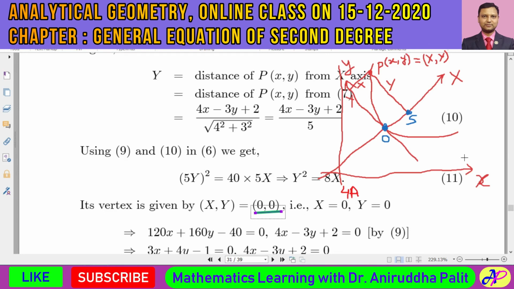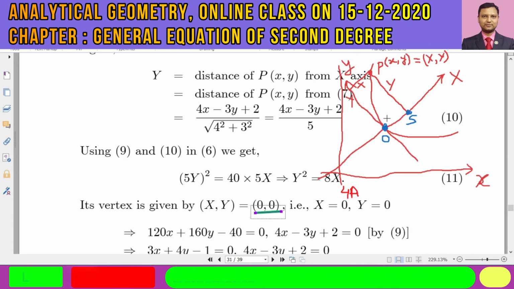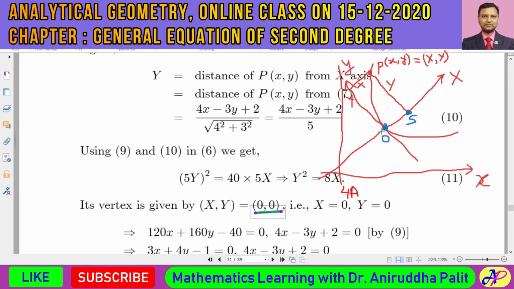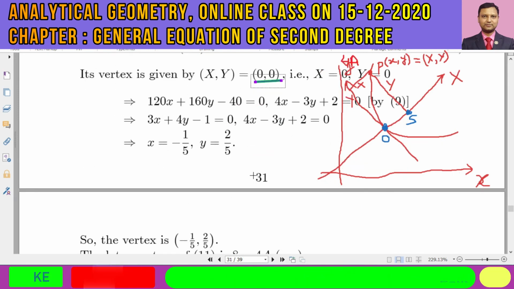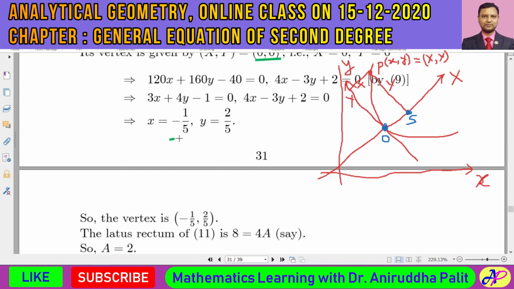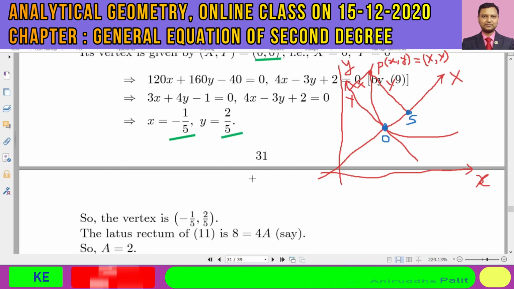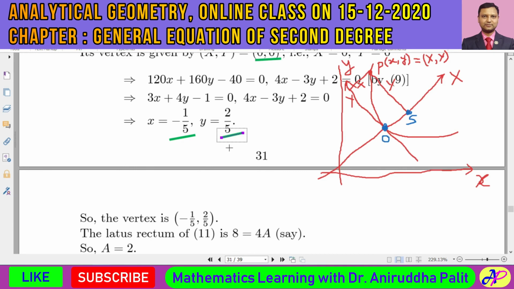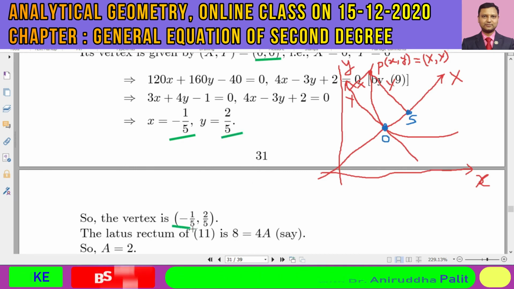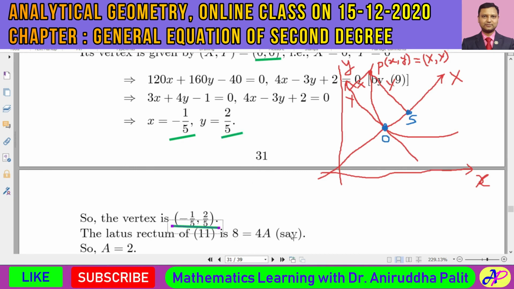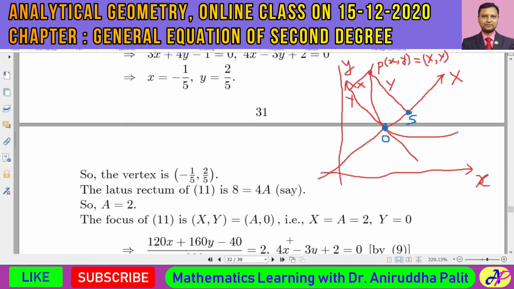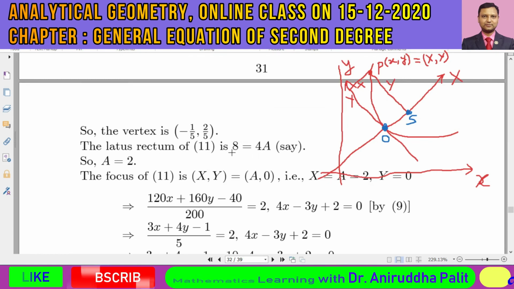But in terms of the old coordinate axes, small x and small y, what would be the position or the coordinate of the point O? The position of the coordinate would be given by this result. So x is equal to minus 1 by 5, y is equal to 2 by 5. So this is the vertex. Got it? And the latus rectum, I have already told you, is equal to 4a, that is equal to 8. So we have a is equal to 2.